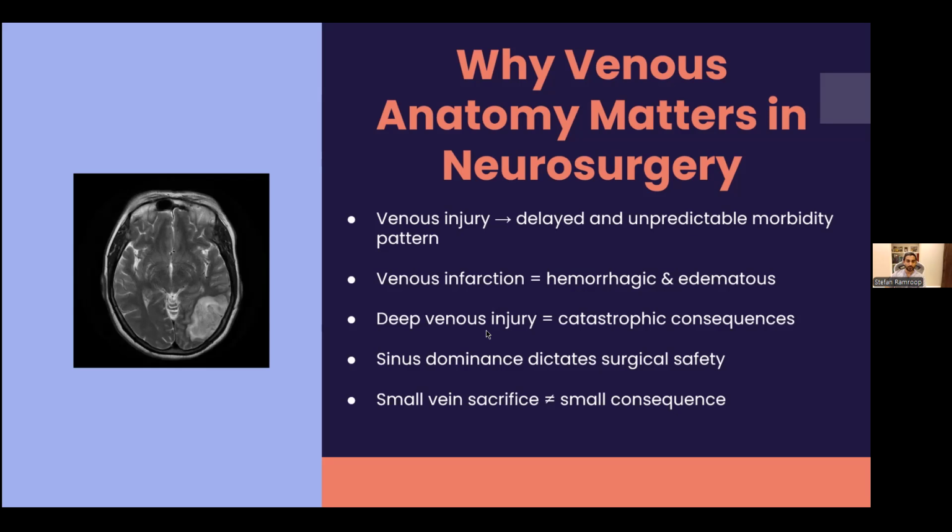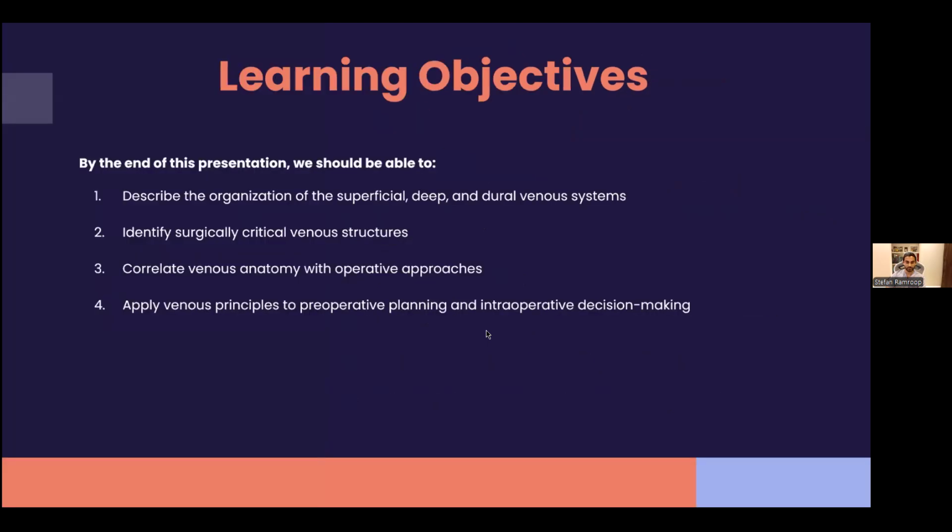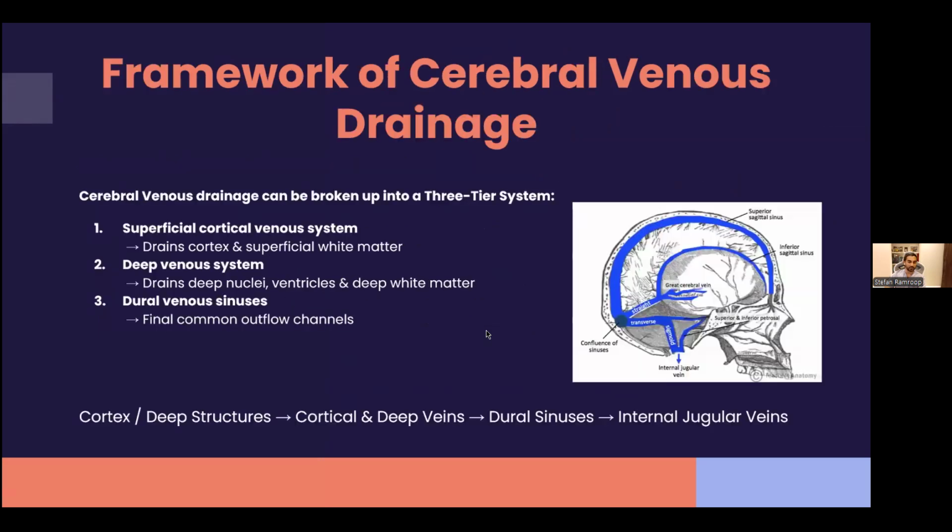To break down the cerebral venous anatomy, it is helpful to think of it in terms of a three-tier hierarchical system. The first is the superficial cortical venous system, which drains the cerebral cortex and adjacent subcortical white matter. The second tier is the deep venous system, which drains more centrally located structures, such as the thalami and basal ganglia. The third tier consists of the dural venous sinuses, which function as the final outflow channels. That includes the superior sagittal sinus, the straight sinus, and the transverse sinuses, and they are more rigid structures.